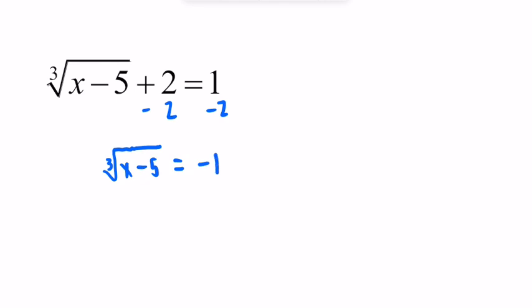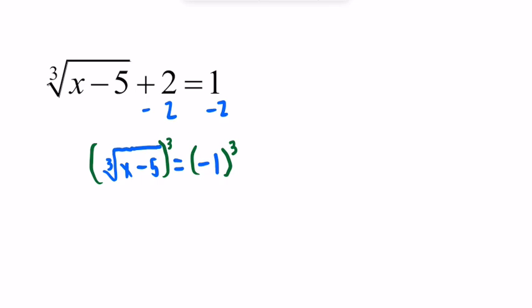Now, to get rid of the root, we put parentheses around both sides. This time, we don't square both sides because it's not a square root we're trying to get rid of. The inverse of a cube root is raising something to the third. So here we raise both sides to the third power.